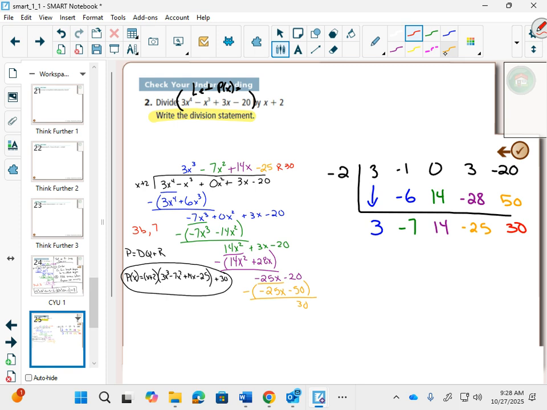And then I'm going to go directly to my division statement and say P of x is equal to x plus 2 times 3x squared minus 7x plus 14x squared plus 14x minus 25. And that seems a lot less work than what I did on the left-hand side. So the question is, can you see the shortcut?